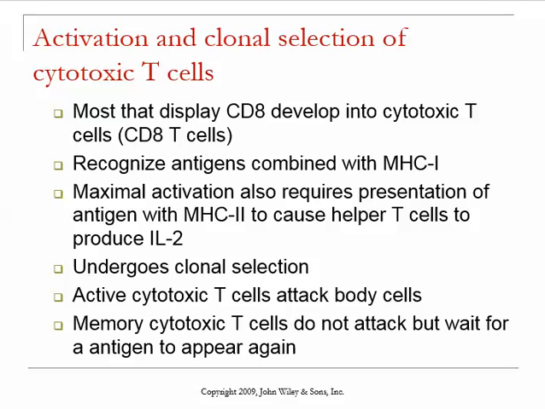Now, if the receptor is something called a CD8, then the T cells develop into what are called cytotoxic T cells, or more commonly referred to as killer Ts. Now, they bind with antigens, and they recognize antigens combined with the MHC1s. These are the common MHCs. These are the ones that are in all the body cells except for red blood cells.